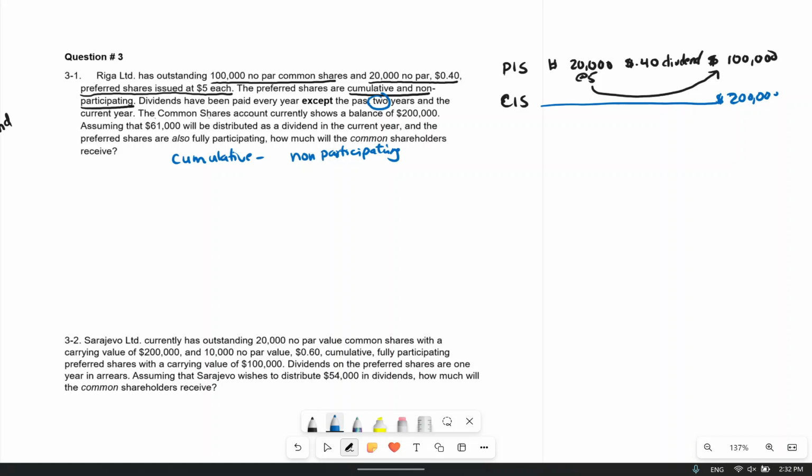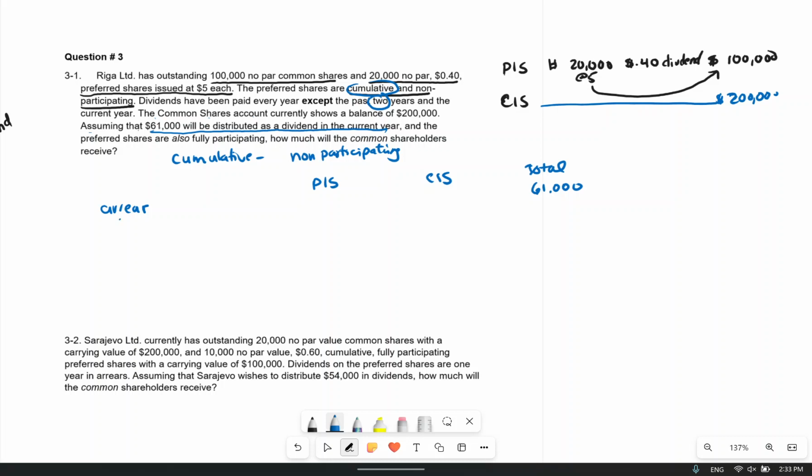The common share, okay, assuming that 61,000 was distributed as a dividend for the current year. So we have preferred share, we have a common, and then the total dividend that we're paying them. That first one is we're paying them 60. So they're cumulative. If they're cumulative, we need to pay them the arrears.